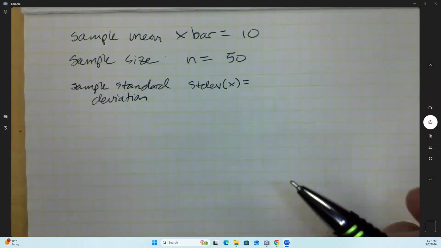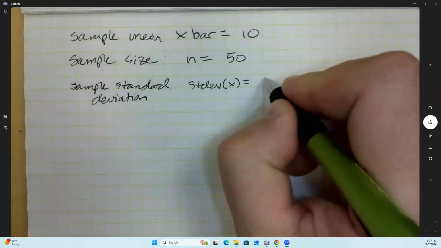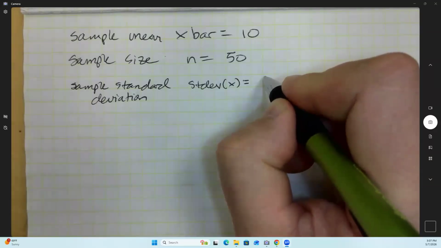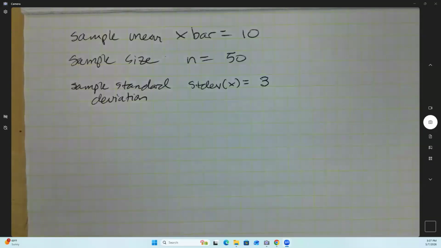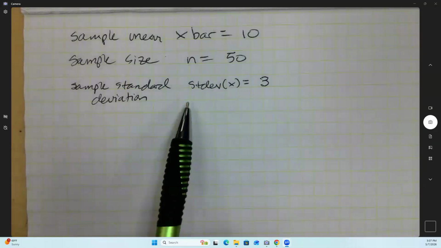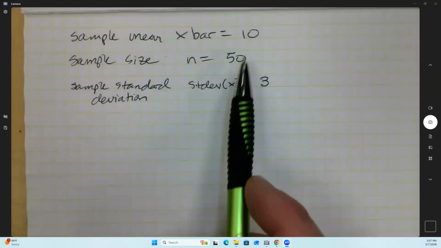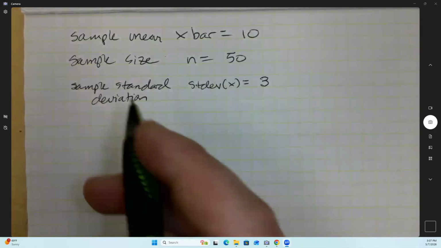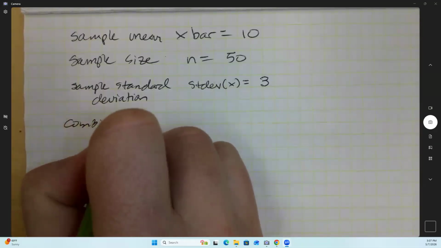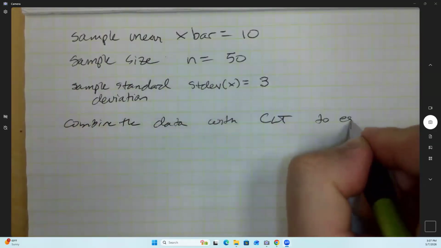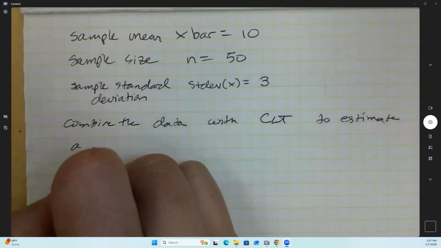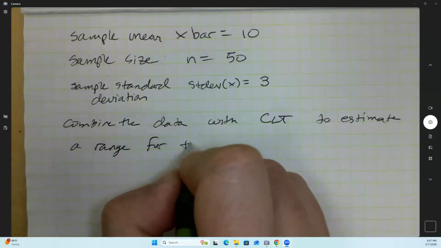We can't when we don't have the data, but let me tell you, for example, that the standard deviation was, let's see, 3, right? So we saw some cats that were as light as 4 pounds, some cats were as heavy as 16, maybe even a little more than that, right? So with this information, we know not only where that sample is centered, but also how much it's spread out. And then we combine that with the central limit theorem to estimate a range for the population mean.